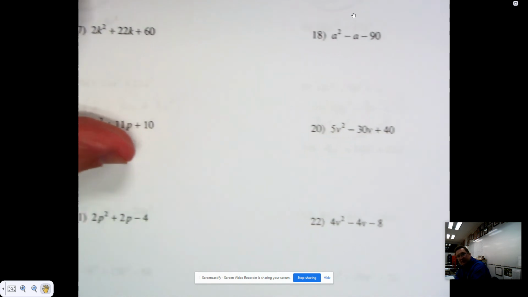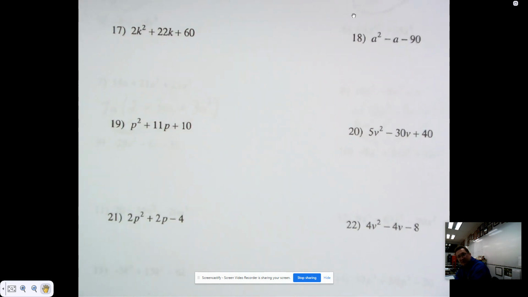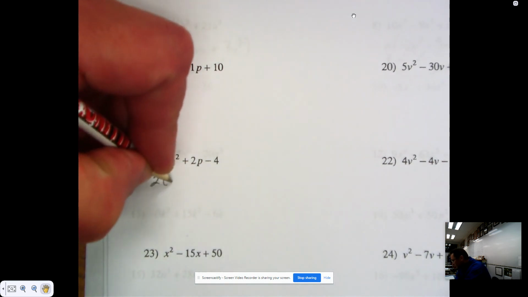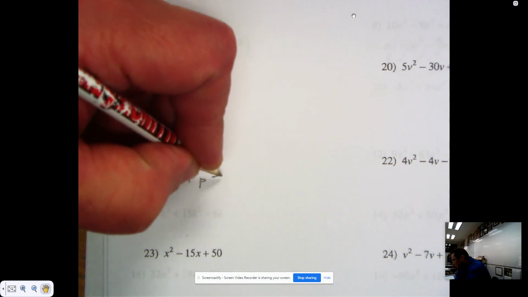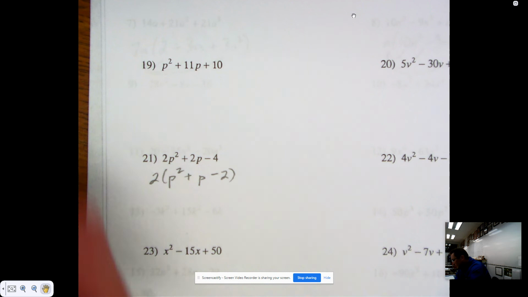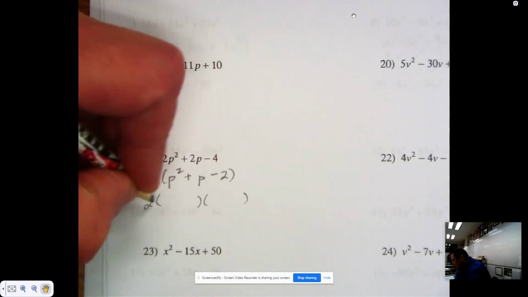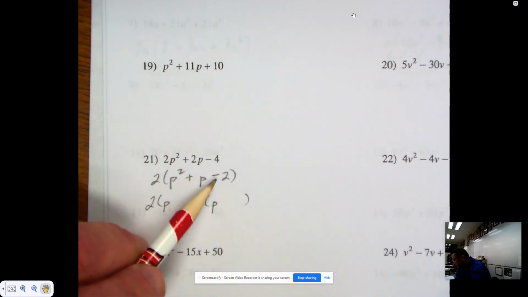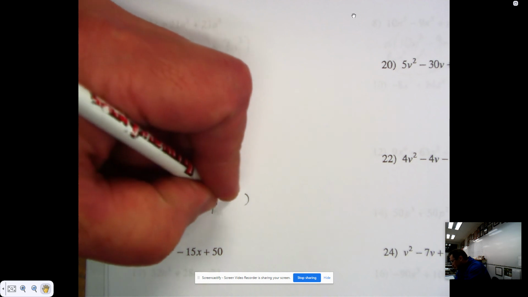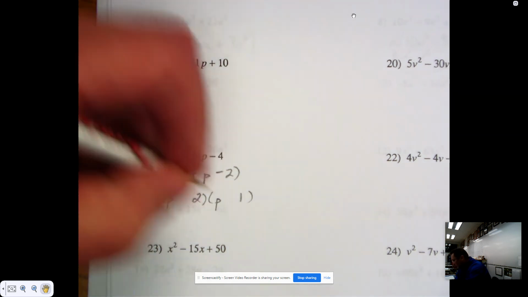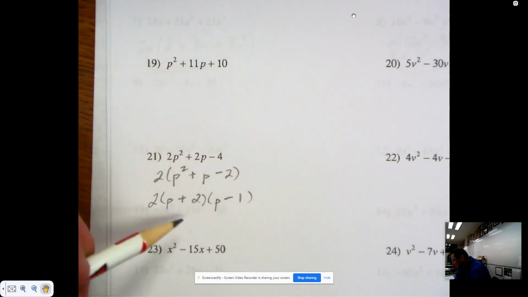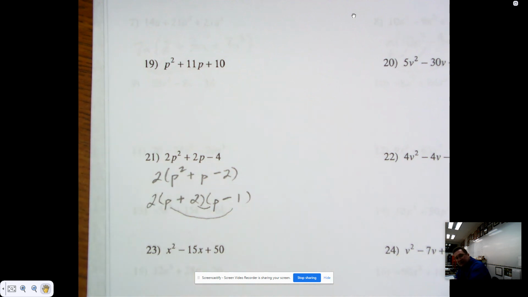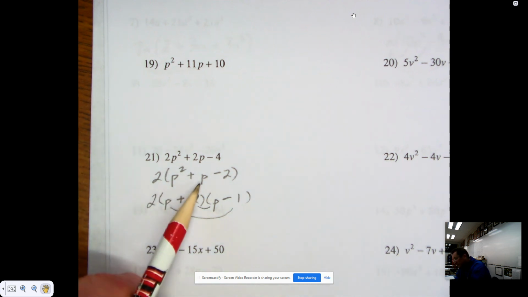How about number 21? If we pulled out a 2 on number 21, I would be here. And then I would say to myself, can I think of two numbers that multiply to 2 and have a difference of 1, difference because of the minus sign? And in fact, those numbers are 2 and 1. We'll put a plus 2 and a minus 1. Please notice that here I have plus 2p and then minus p. That would give me a grand total of plus 1p, which is right there.